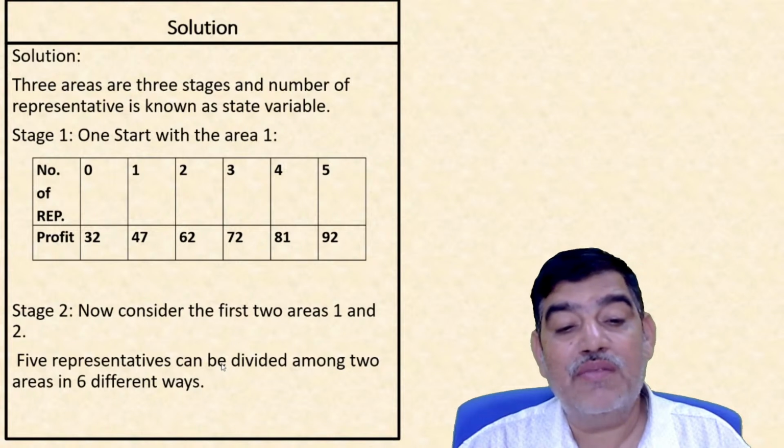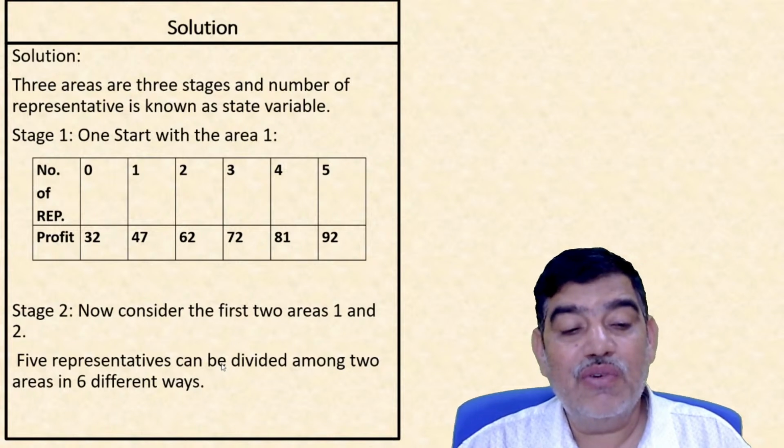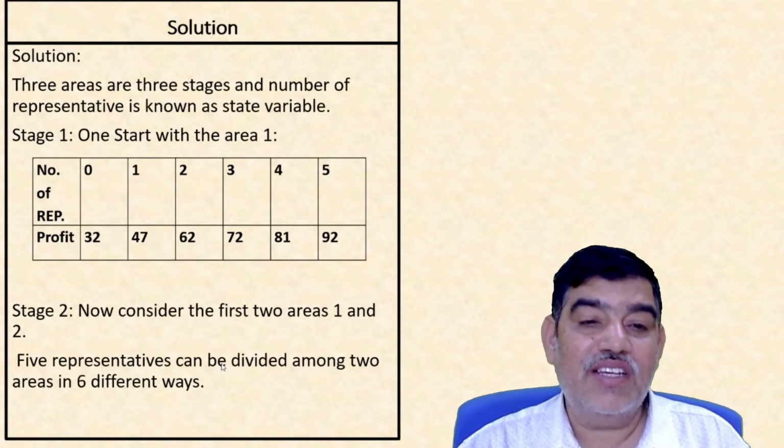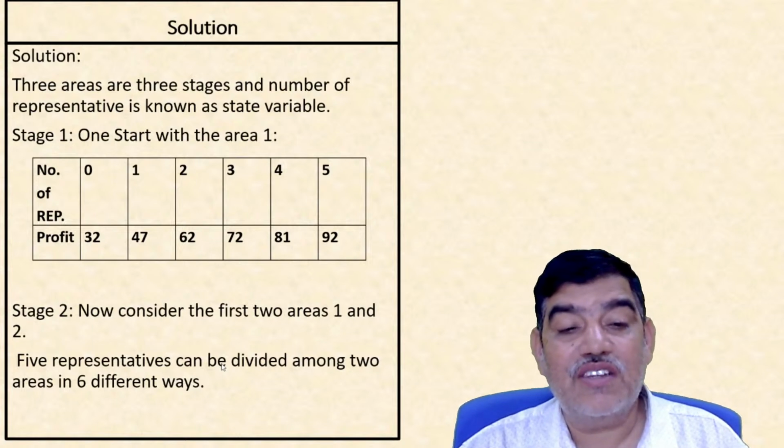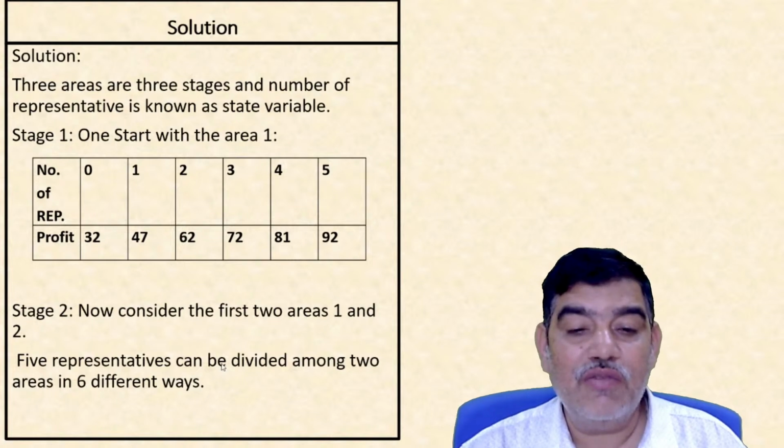5 representatives can be divided among 2 areas in 6 different ways. 6 different ways means from 0 to 5. That is 6 different ways. So here we consider the 2 areas' profitability, and we have to find the maximum profitability.